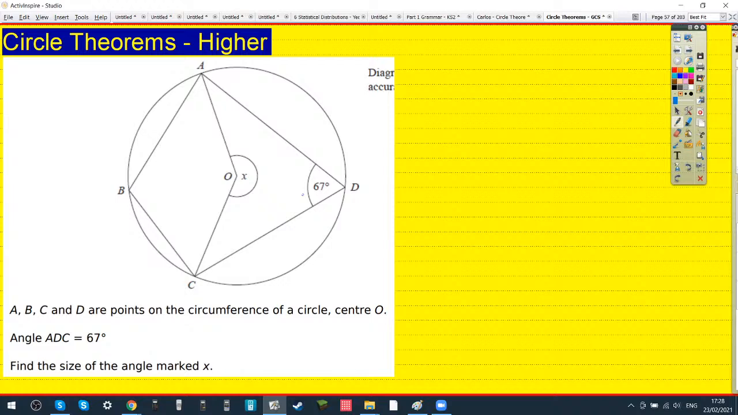A, B, C, and D. Find the size of the angle marked X.